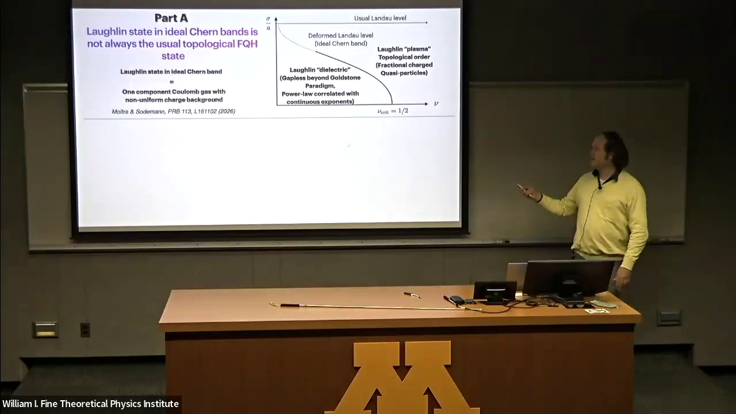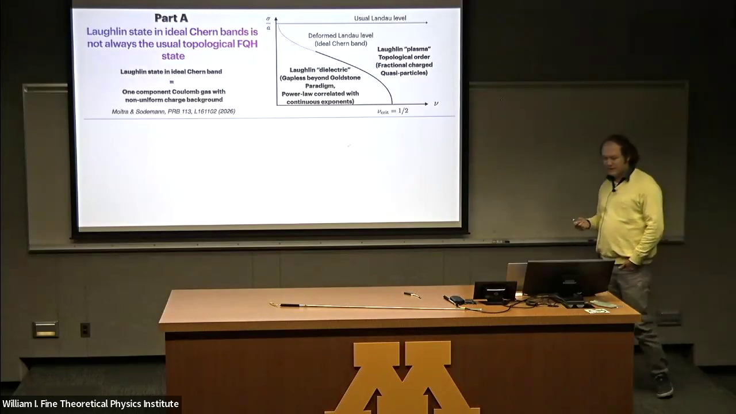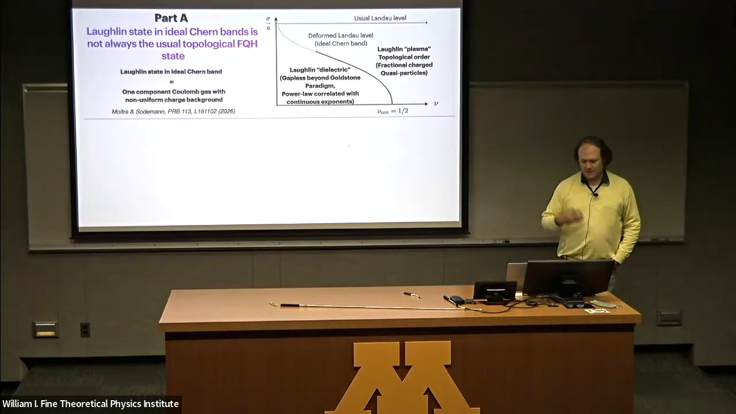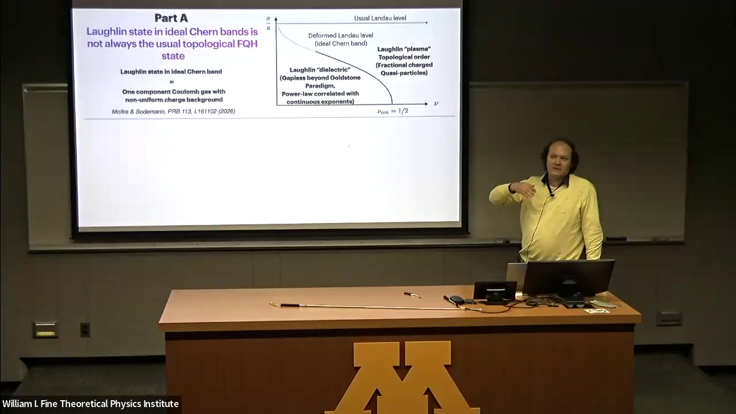Okay, but now the actual talk. The actual talk has two parts. This is a story inspired by all this beautiful recent work on ideal Chern bands that are relevant for Moiré materials that have fractional quantum Hall effect at zero magnetic field. Basically what I want to show you in the first part is that if you just write down the Laughlin wave function in an ideal Chern band, which you can think of as a deformation of the usual Landau level, even the ideal Laughlin wave function will have a phase transition. So the same wave function can describe different phases of matter.